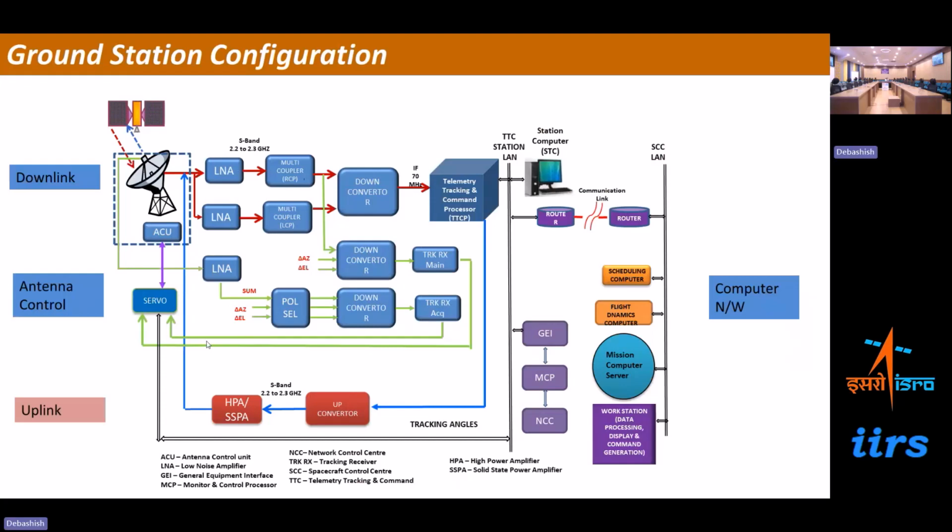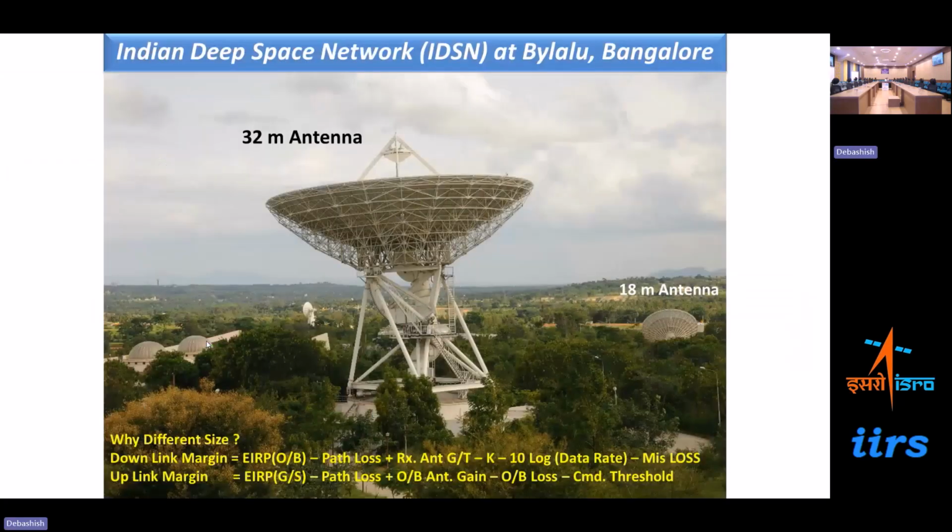So with this, I'll come to another network of stations, which is called the Deep Space Network. Now, whenever we have a science mission like Chandrayaan, or the Mars Orbiter Mission, MOM, they require a bigger antenna. A 32-meter antenna was built for the Mars Orbiter Mission, and an 18-meter antenna is meant for the Chandrayaan mission. So we need a bigger antenna. We'll try to understand why this bigger antenna is required. But this is called the Deep Space Network, IDSN, Indian Deep Space Network. This is located at Byalalu, Bangalore.